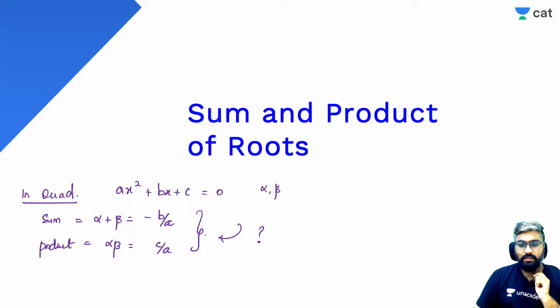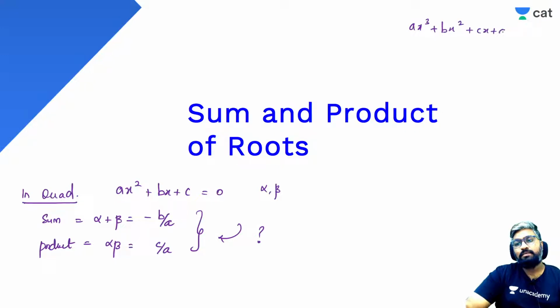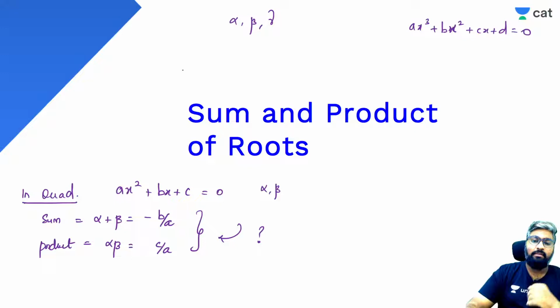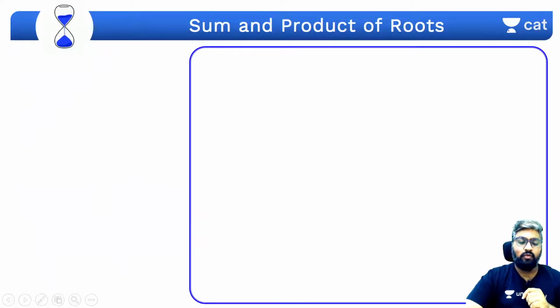Super. Now what will happen if it's a cubic equation, ax cube plus bx square plus cx plus d equal to 0? We will have how many roots? 3 roots, alpha, beta, gamma. So we have b by a, c by a, and also d by a, right? There are 3 coefficients. In this case I'll tell you what to go for.